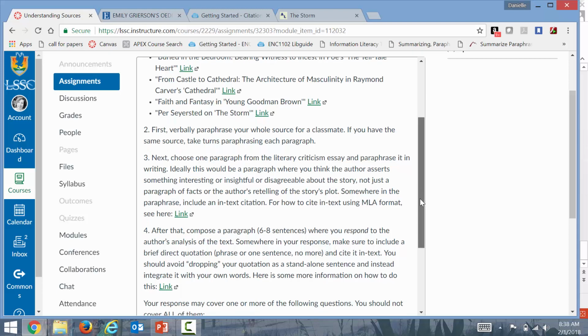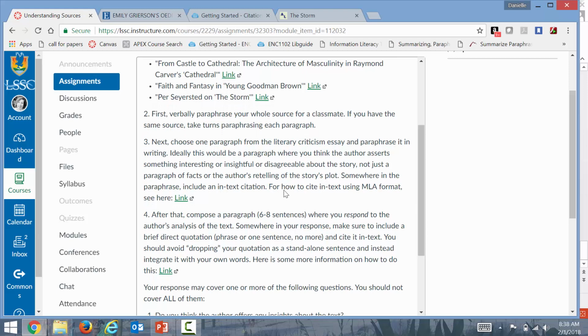Ideally, this would be a paragraph where you think the author says something interesting or insightful or disagreeable about the story, not just a paragraph of facts or the author's retelling of the story's plot. Because again, when you go to write your literary analysis essay, you don't care what the critic says about retelling the story. You can do that. And also, you want to respond to the critics when they say something that you think is interesting or insightful or disagreeable or in some way provokes a response in you. So, we don't just want to quote them to quote them. We want a purpose in our response, which is that we think we have some kind of response to them.